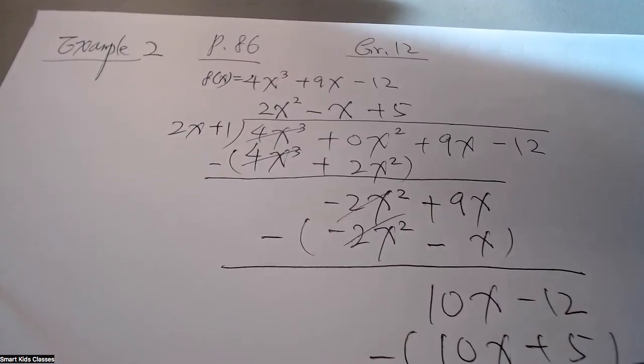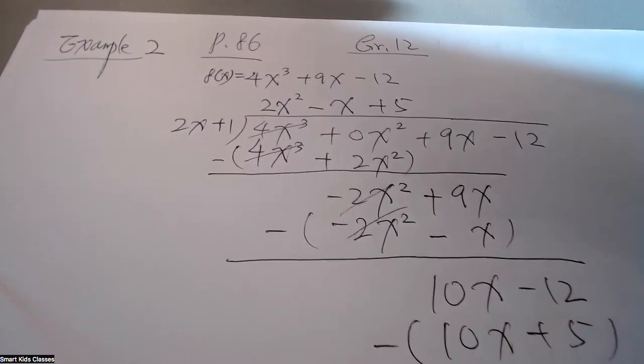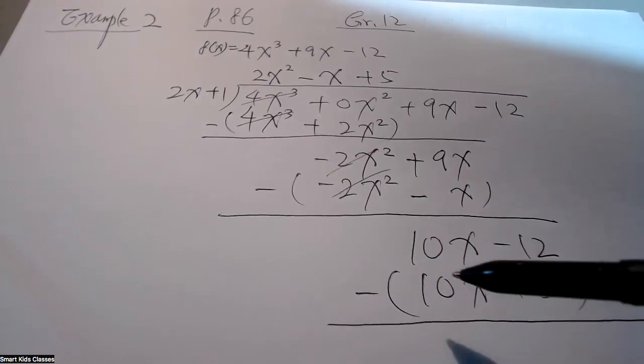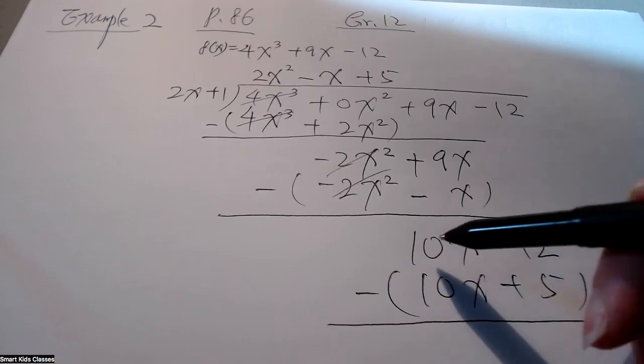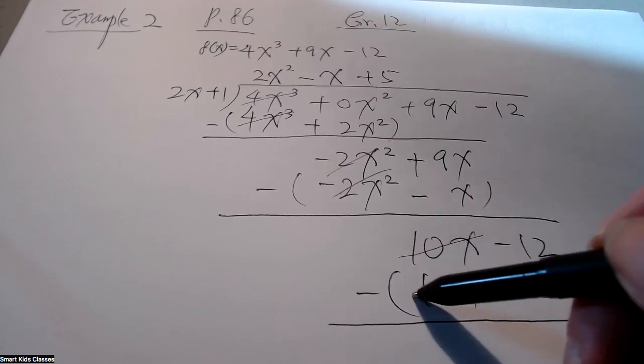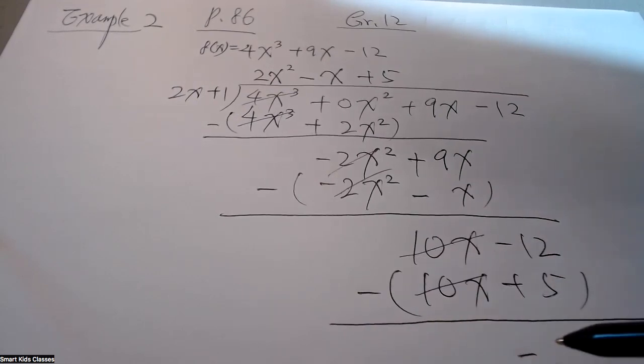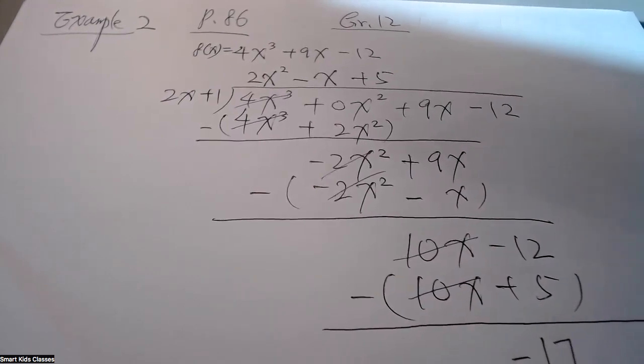So we subtract it and cancel the integers. We change the negative sign to the opposite of the integers. Negative, positive, we cancel. And negative, negative, we get a negative 17 as the remainder.